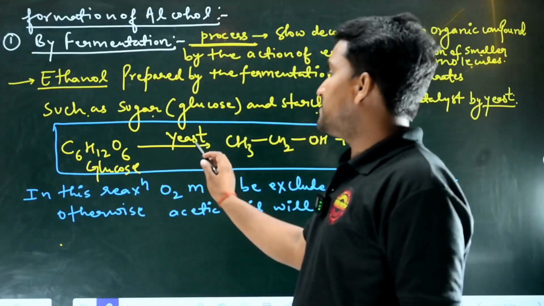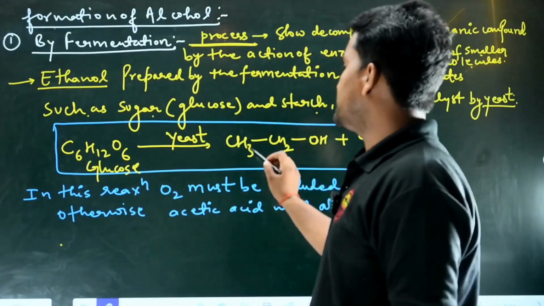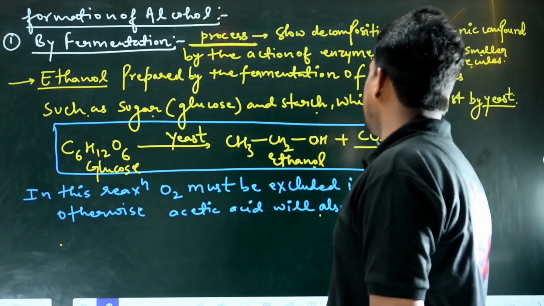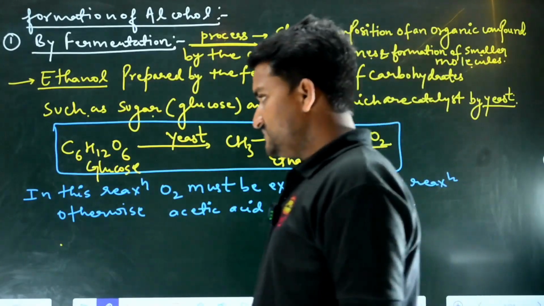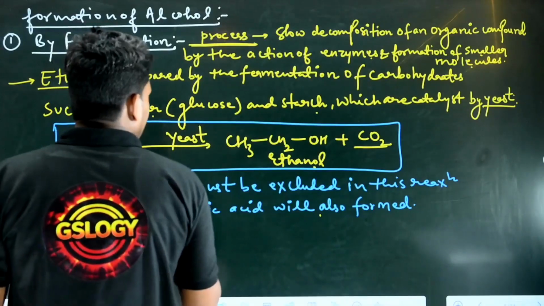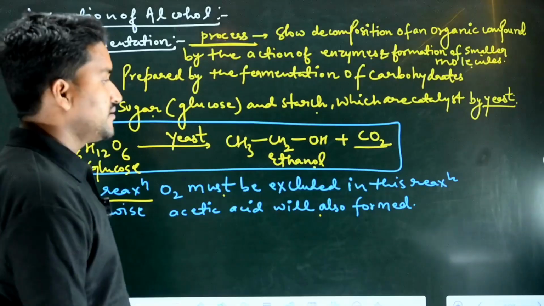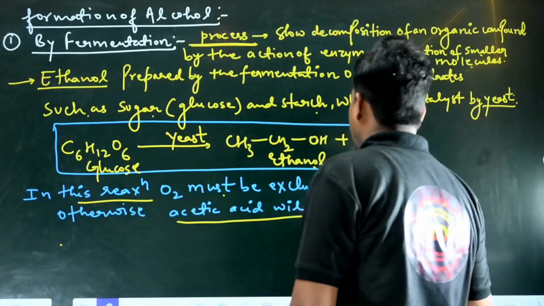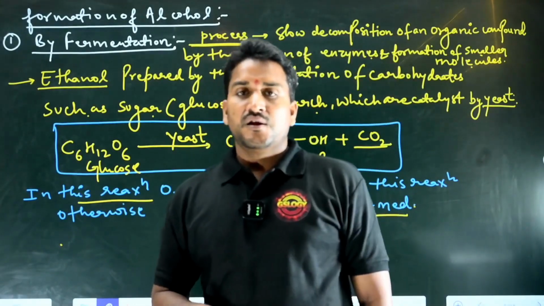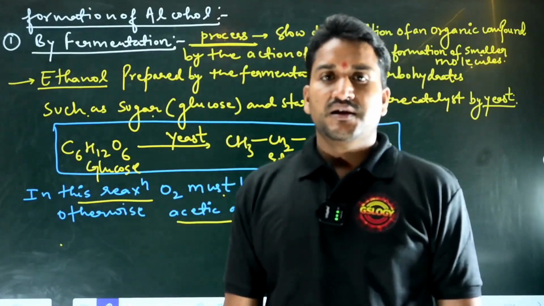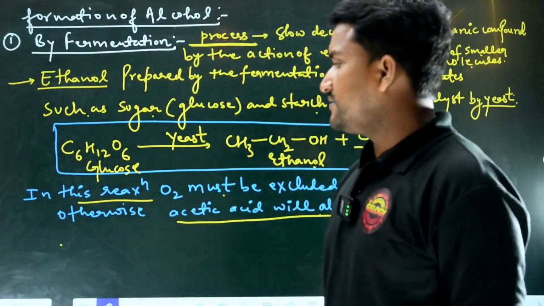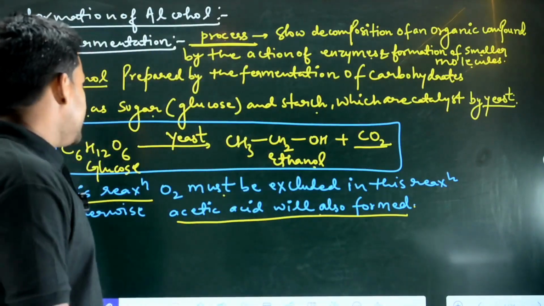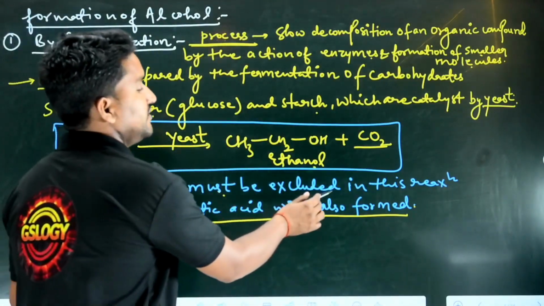Glucose, C6H12O6. In the presence of yeast, glucose will give ethanol, and it also releases carbon dioxide gas. In this reaction, oxygen must be excluded, otherwise acetic acid will also form. You know very well, on oxidation alcohol gives acetic acid, meaning ethanoic acid. That's why in this reaction O2 must be excluded.